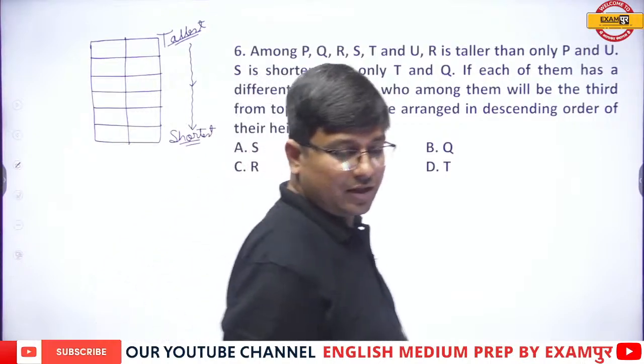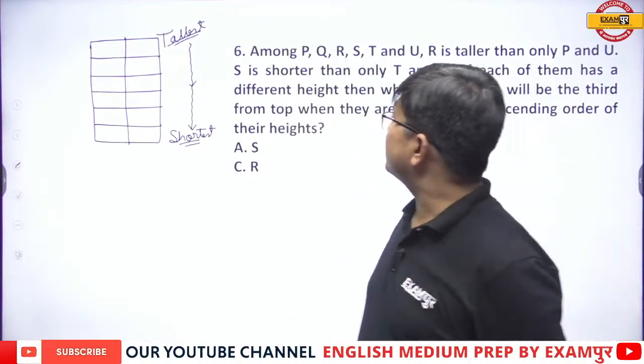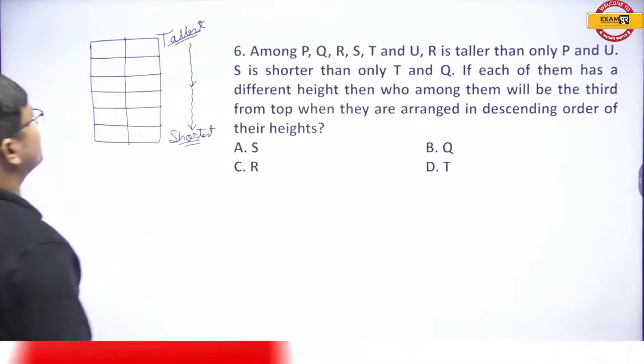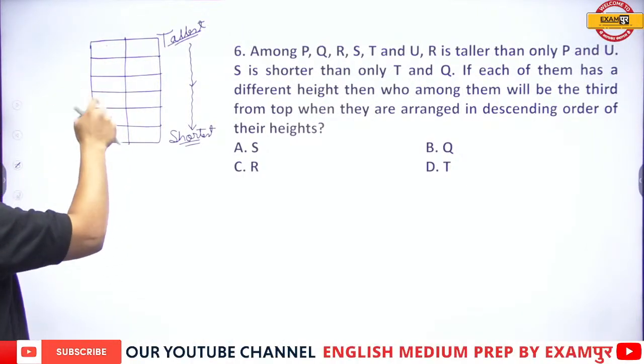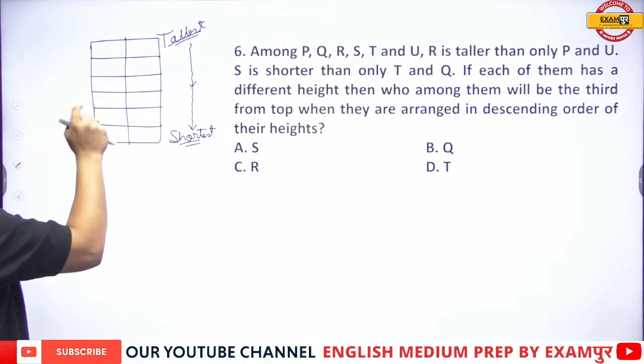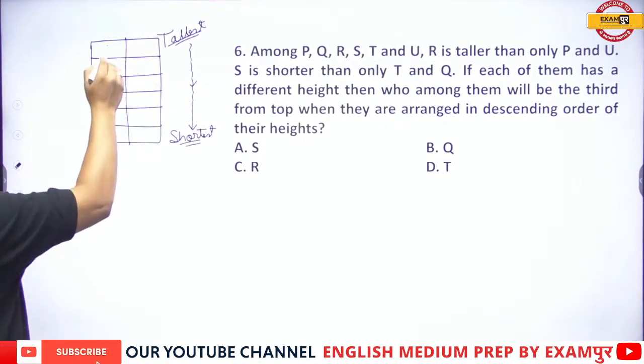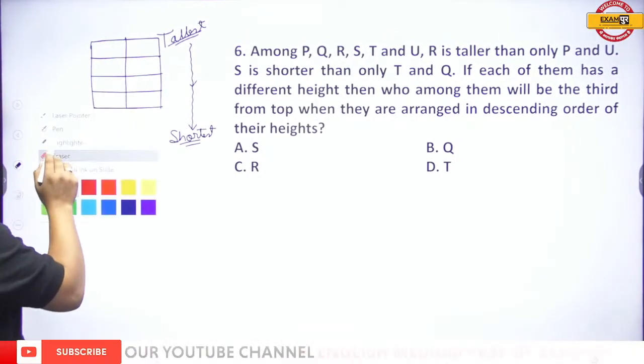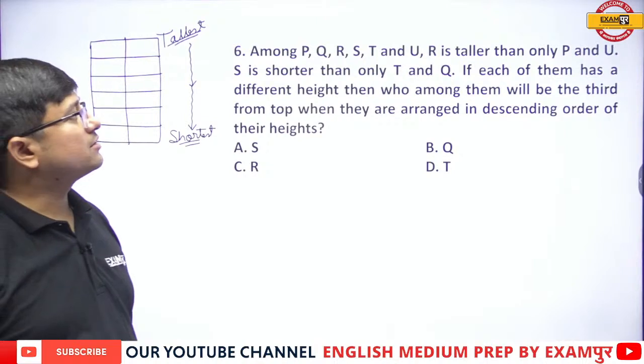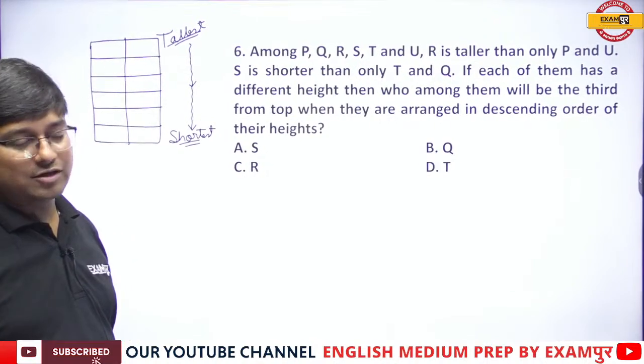Quickly, everyone. See. Now here how many persons are there? P, Q, R, S, T, U, 6 persons. 1, 2, 3, 4, 5 and 6. 6 persons are there. So now the question is telling among 6 persons, the names have been given.